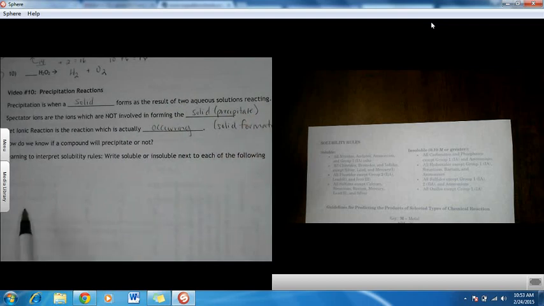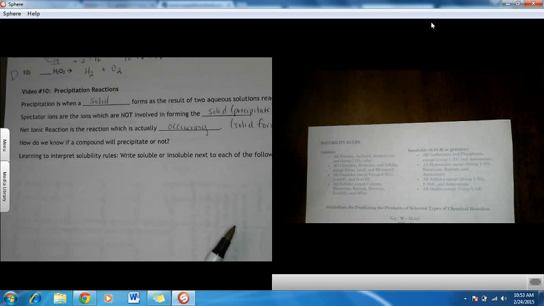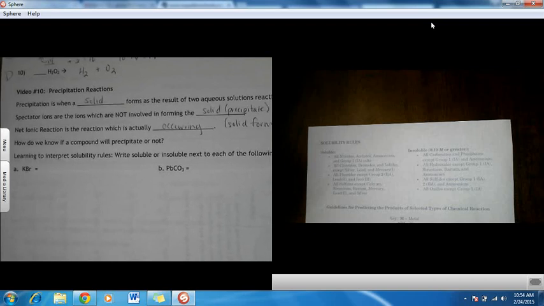And so we need to learn how to know whether or not a compound will precipitate. In order to do that, we have to know how to interpret solubility rules. So your solubility rules are in your reference packet, and on the right hand side of the screen you'll see I have them. They're kind of hard to read here, but if you take out your reference packet you'll be able to see them more clearly. First thing we're going to do is look at some examples of compounds and make sure we understand how to read our solubility rules.